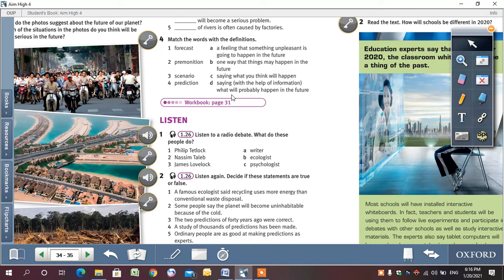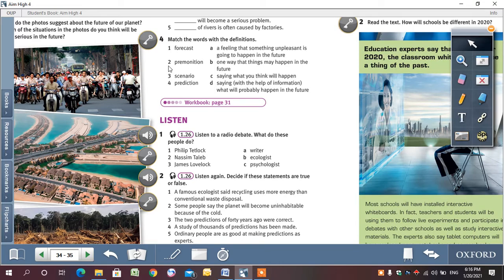So they say what will happen in the future in the weather, of course, but they are saying their predictions with the help of information. So they have already information that help them to say their predictions about what will happen in the future in the weather. That's why we call it weather forecast.